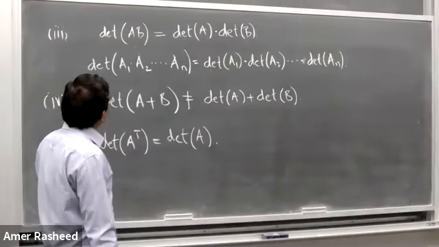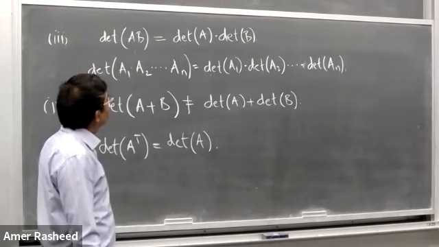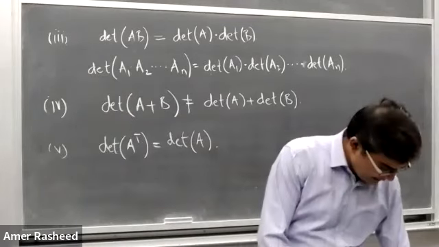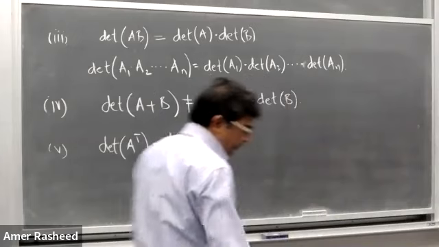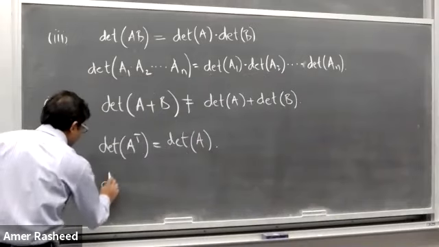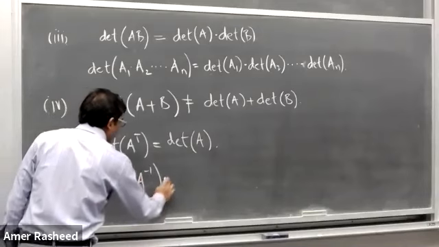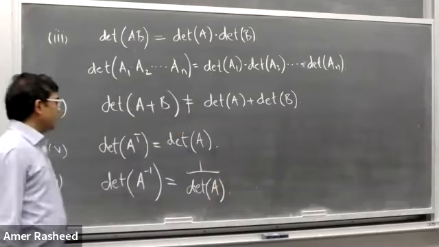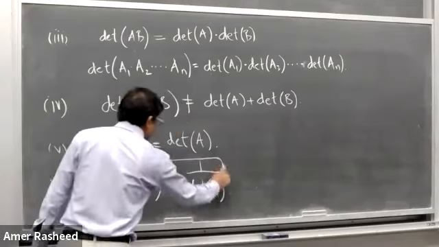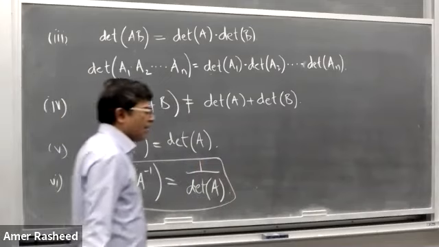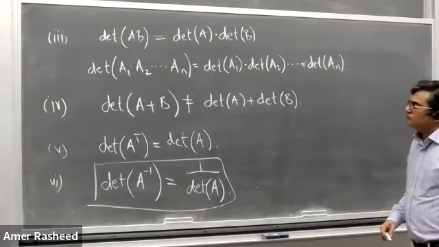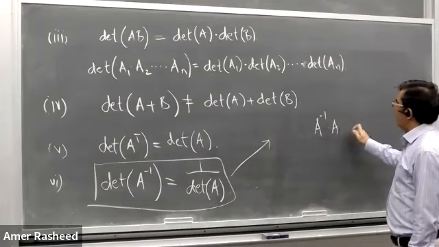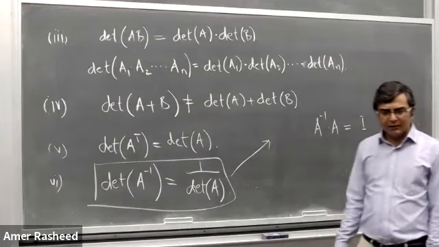If there is some other property which I am forgetting, let me see. There is another property: the determinant of A inverse is equal to 1 over the determinant of A. So this is another property which you have to remember. You can prove it, but how can we prove it? For example, we know that A inverse times A is I, for all invertible matrices.